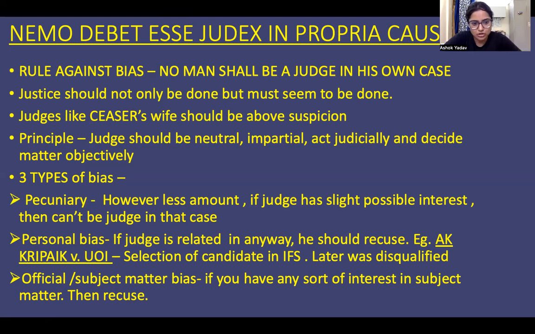The second bias that they're talking about is if the judge is related to you. Suppose there's a case and the judge turns out to be your relative, maybe your brother, sister, or any known person, friend, etc. Then in that situation, the judge should recuse. That is, he should ask not to be the judge in this case, right?